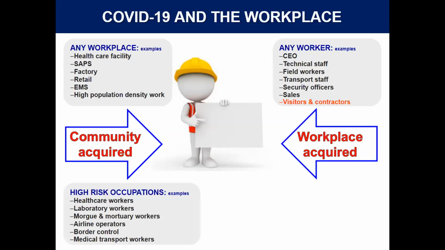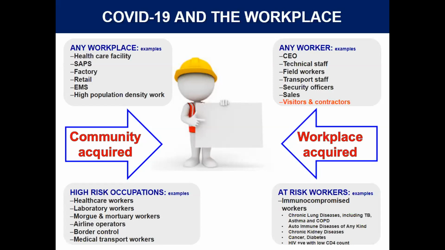And then we need to take into consideration the high-risk occupations. These are also only examples: healthcare workers, lab workers, ward workers, border control workers, and frontline workers in general could potentially be at risk. Then we have workers that we need to take into consideration, and these are the risk workers, at-risk workers.